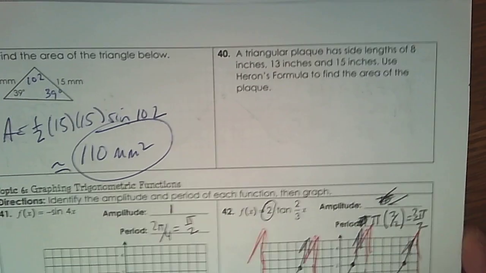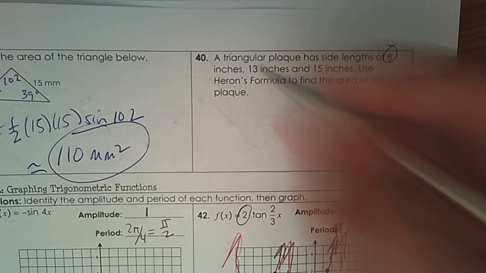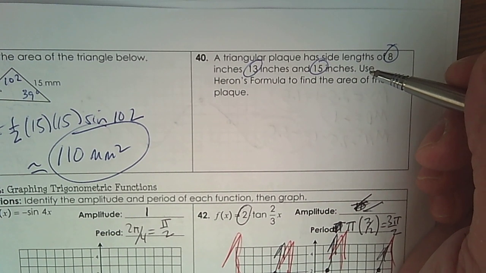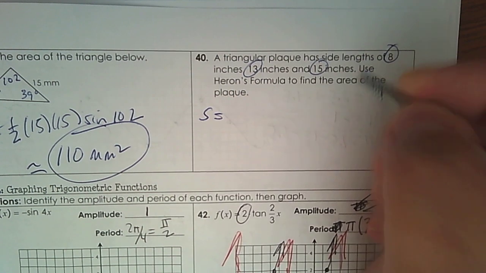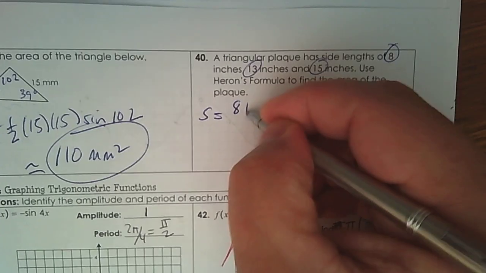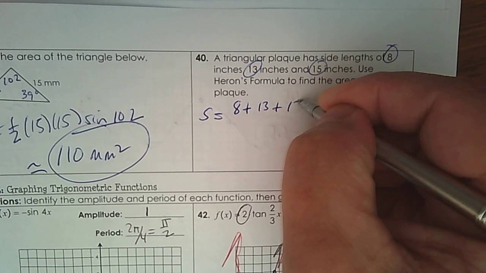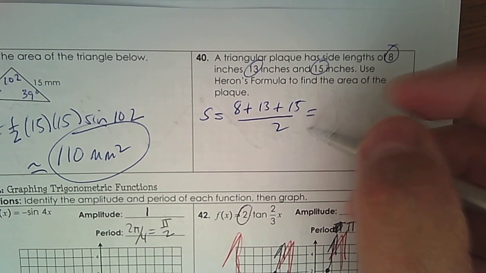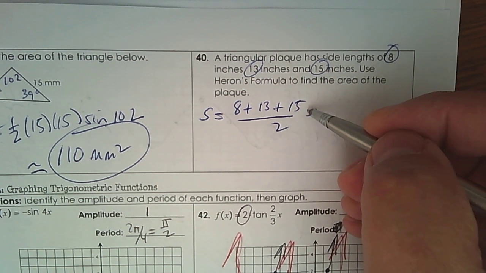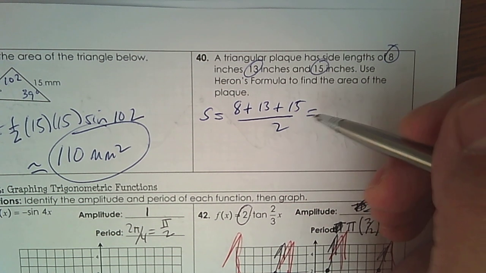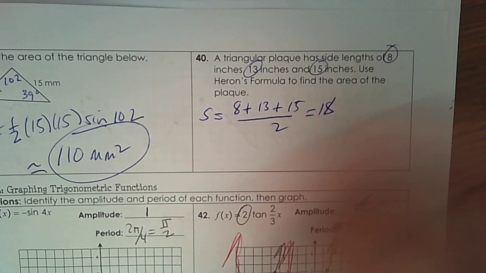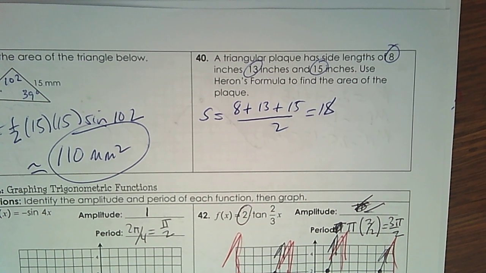All right, a triangular plaque has side lengths of 8, 13, and 15. That is Heron's law. Find the area of the plaque. So Heron's law says first, if you know all 3 sides, add them. 8 plus 13 plus 15 and divide it by 2. So use your calculator, but be careful. You need to add, press enter, and then divide by 2 so order of operations is right. Or you can just add them. 21 and 15, that's 36, and divide by 2. So altogether that's 18.